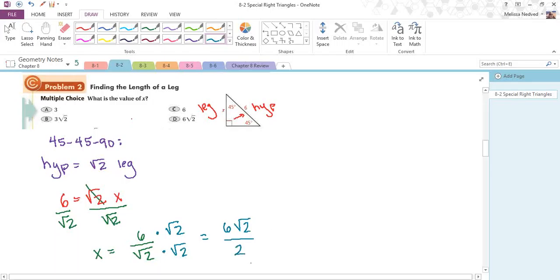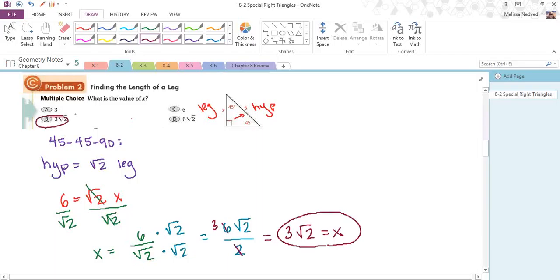So now I've got x equal to 6 square root of 2 over 2, but then look at your integer values. If you can simplify, keep simplifying. Since 6 over 2 can be reduced, if I divide both by 2, I can get 3 left on the numerator and my denominator goes away. My final answer is going to be 3 square root of 2 is equal to x. And you can see that that's option B up here.